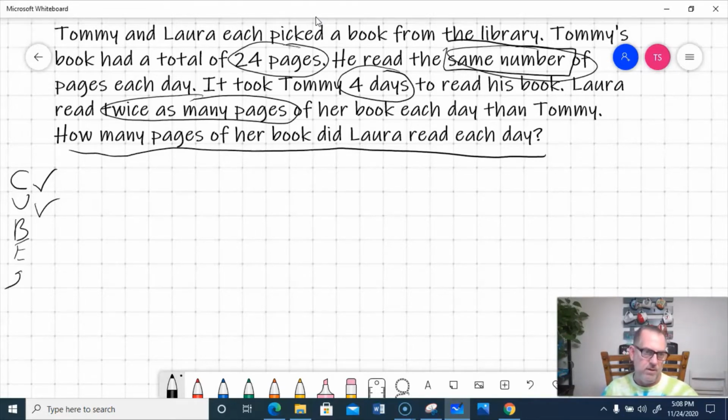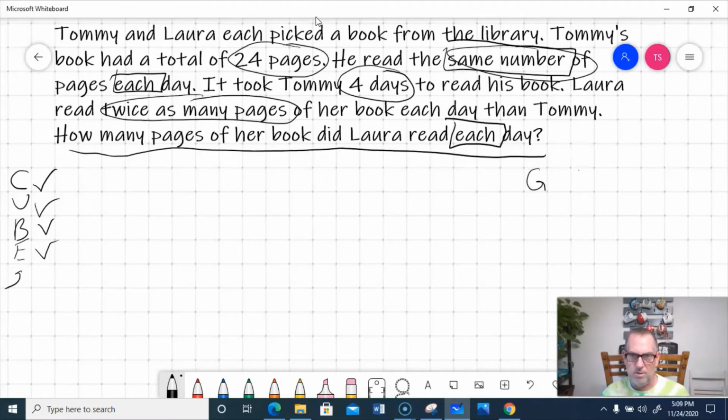So I'm going to go ahead and box in some operational clues. We already boxed in the same number of pages each day. And right here I said Laura read each day. So that's what we're trying to find out, how many pages she read each day. And over here I got same number each day. So it looks like we have a lot of equal size groups here. Whenever we have equal size groups, it's a good idea to evaluate, and to think about our groups strategy.